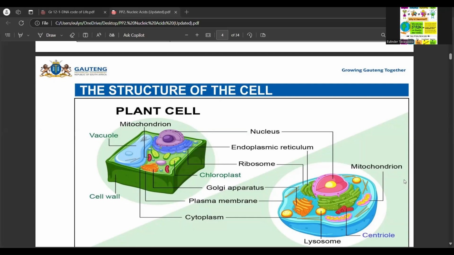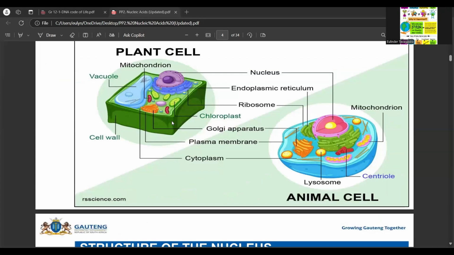a recap, a reminder of the plant cell and the animal cell, the structure of the cell. This is what we do in grade 10. So you just need to know the structure of the cell. Remember, we have two types of cell. We have a plant cell and an animal cell. So these are the diagrams to show the animal cell and the plant cell.